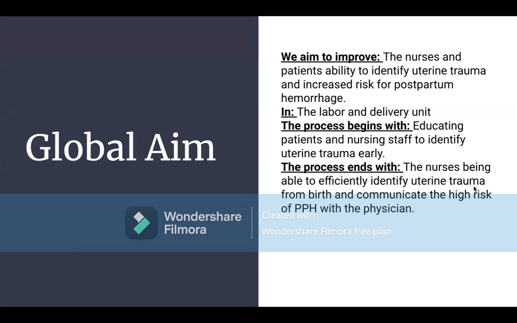So our global aim: we aim to improve the nurses' and patients' ability to identify uterine trauma and increased risk for postpartum hemorrhage. To be in the labor and delivery unit, the process begins with educating patients and nursing staff to identify uterine trauma early. The process then ends with the nurses being able to efficiently identify uterine trauma from birth and communicate the high risk of postpartum hemorrhage with the physician.